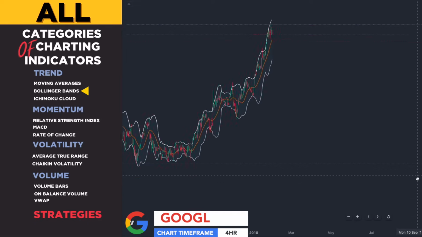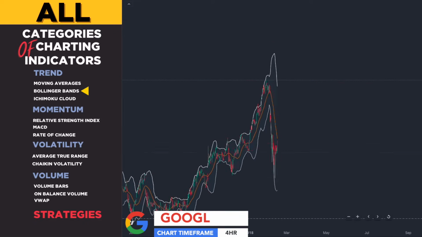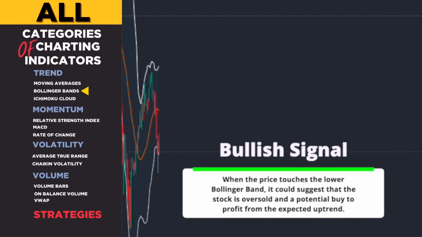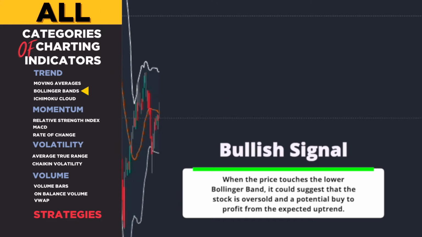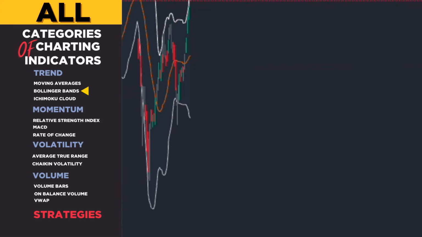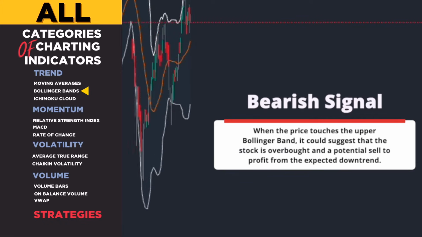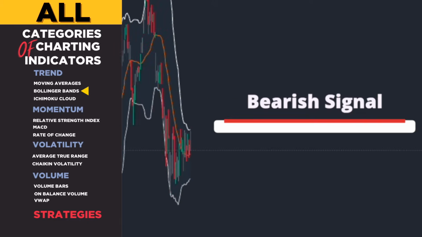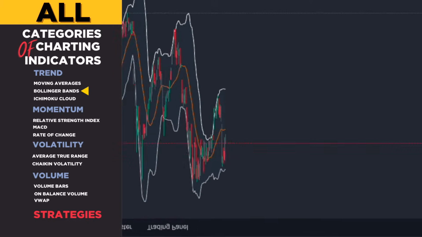But let's just say examples using these bands. And we're going to say the stock is going to be Alphabet or Google, and the time frame is going to be on the 4-hour chart. So when the price touches that lower band, then that can suggest that the stock is oversold and a potential buy opportunity to profit from an expected uptrend. When the price touches that upper band but doesn't break out, then that could suggest that the stock is overbought, and that could be a potential sell, expecting it to move downward.